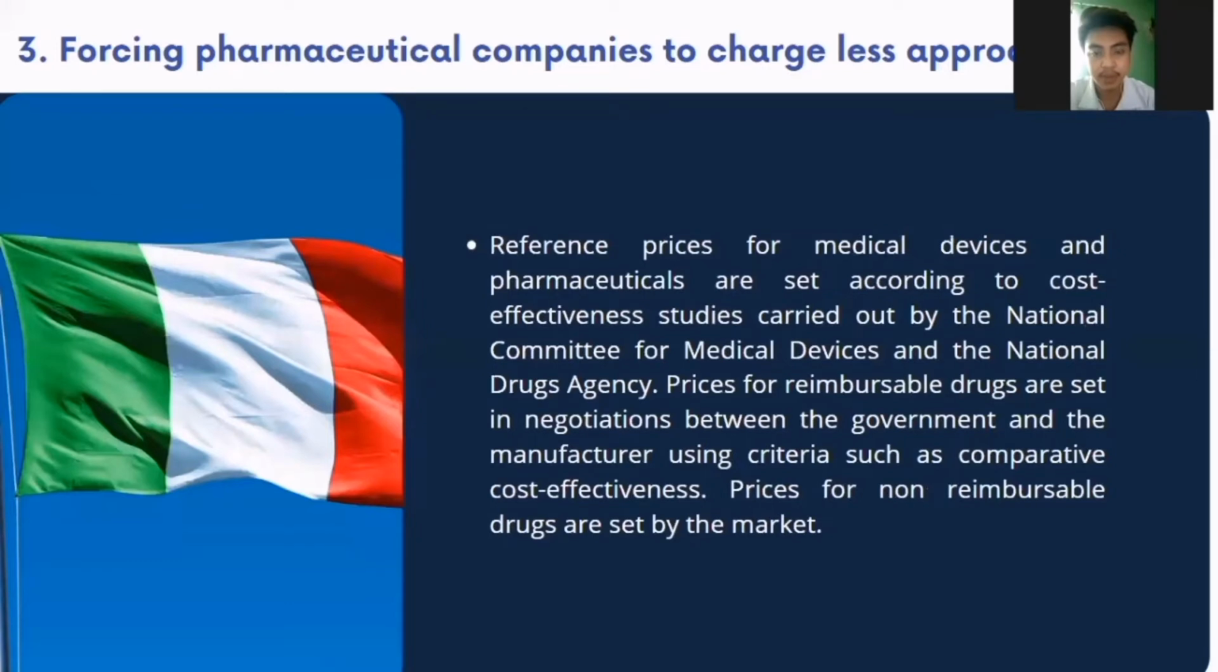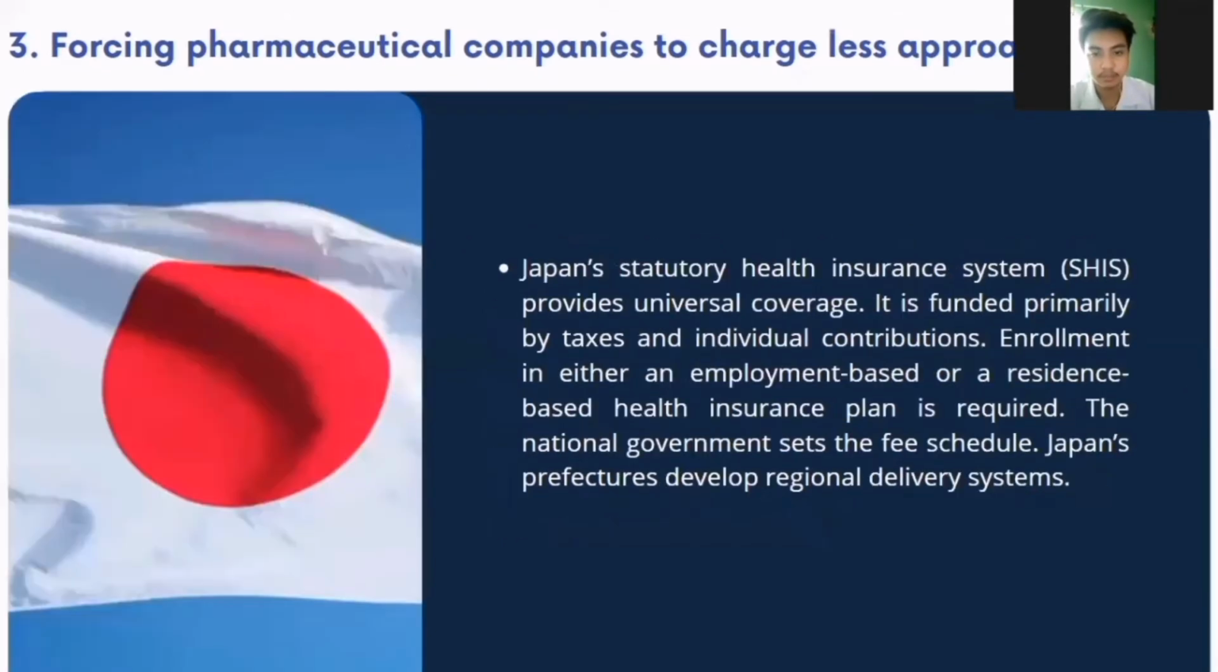Reference prices for medical devices and pharmaceuticals are set according to cost effectiveness studies carried out by the National Committee for Medical Devices and the National Drugs Agency. Prices for reimbursable drugs are set through negotiation between government and the manufacturer using criteria such as comparative cost effectiveness. Prices for non-reimbursable drugs are set by the market. Next slide.